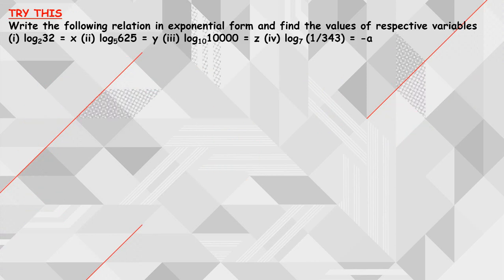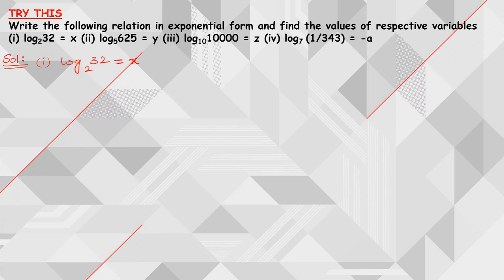Next, moving on to try these. Write the following relation in exponential form and find the values of respective variables. Now let us see this. So how can you solve this? Question number 1. So what is given? Logarithm of 32 to the base 2 is equal to x.